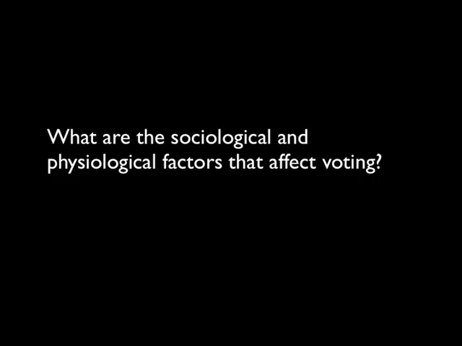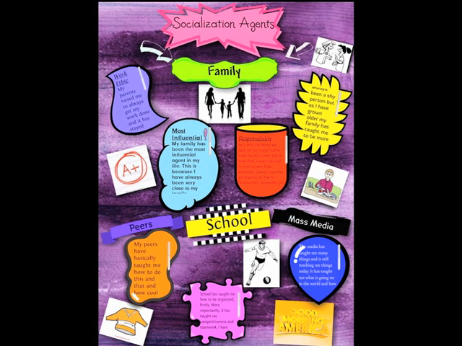What are the sociological and physiological factors that affect voting? Voter preferences can't be predicted by just one sociological factor. Voter opinion is a combination of income, occupation, education, gender, age, religious and ethnic background, geography, family, and other groups.